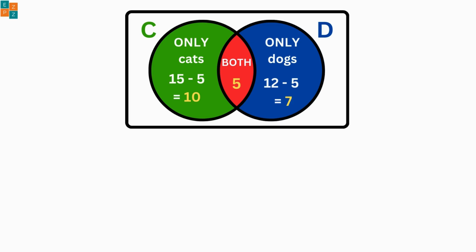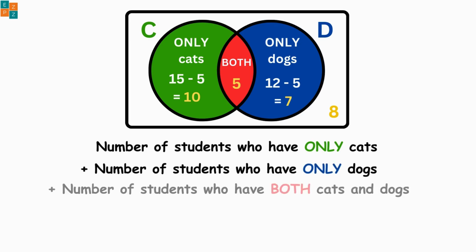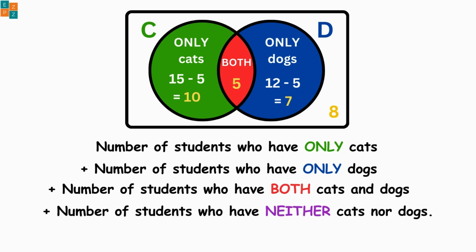It is also given that 8 students have neither cats nor dogs as their pets. Therefore, it can be written outside the Venn diagram. Therefore, the total number of students in the class is equal to the number of students who have only cats plus the number of students who have only dogs plus the number of students who have both cats and dogs plus the number of students who have neither cats nor dogs. Therefore, the total number of students is equal to 10 plus 7 plus 5 plus 8, which is equal to 30. Therefore, there are 30 students in the class.